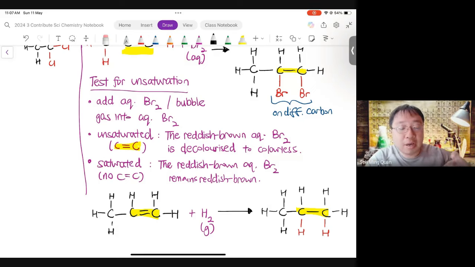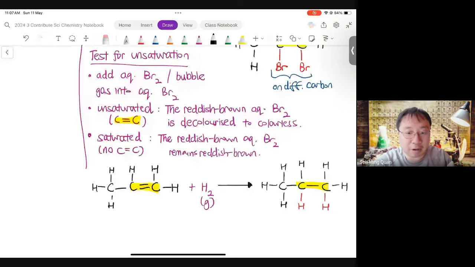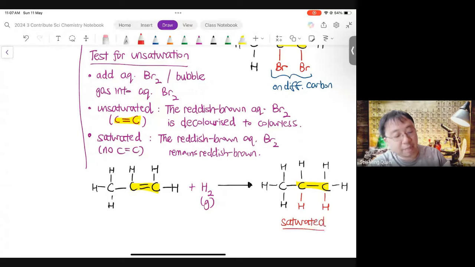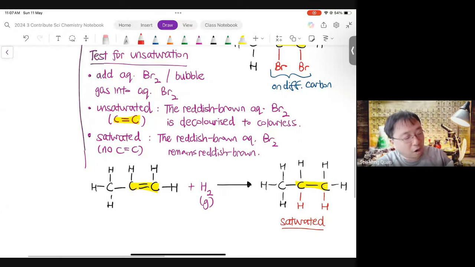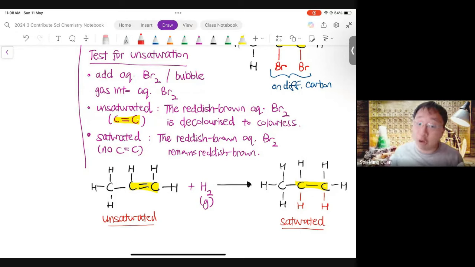So what do you notice? If I add hydrogen gas, the double bond breaks, you get one single product on the right. And you realize the product on the right doesn't have a carbon-carbon double bond. The product on the right is saturated because the double bond is gone, whereas the original reactant was unsaturated. So this is how you convert an unsaturated alkene to a saturated alkane by addition of hydrogen. So addition of hydrogen converts unsaturated to saturated.